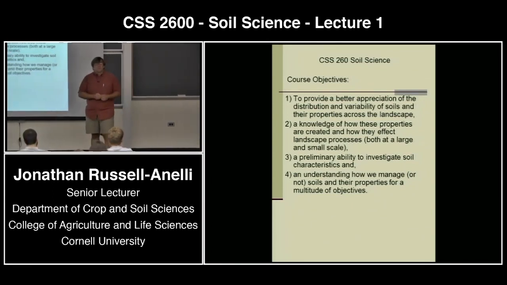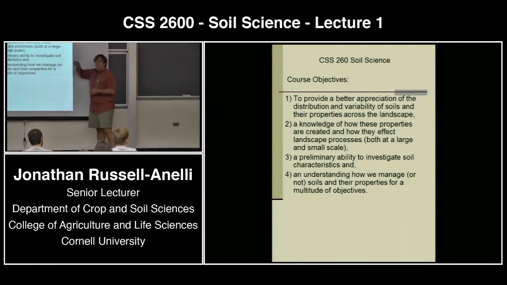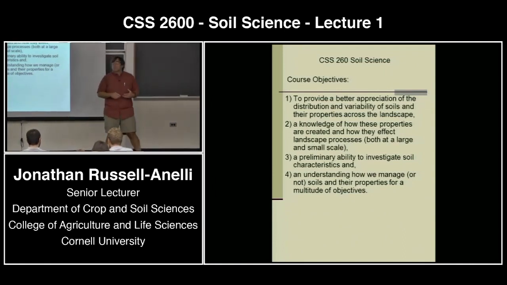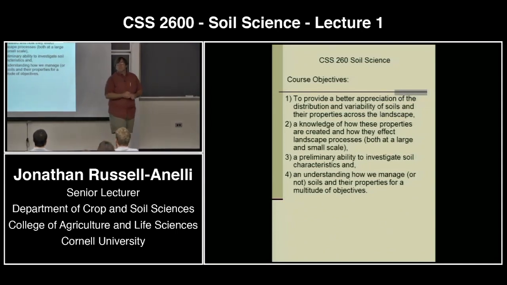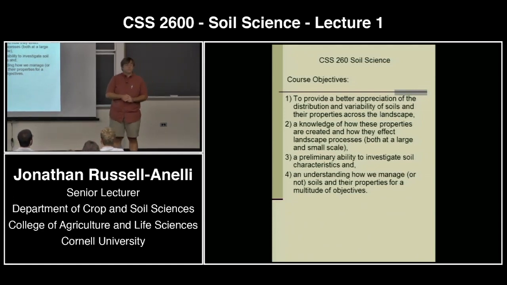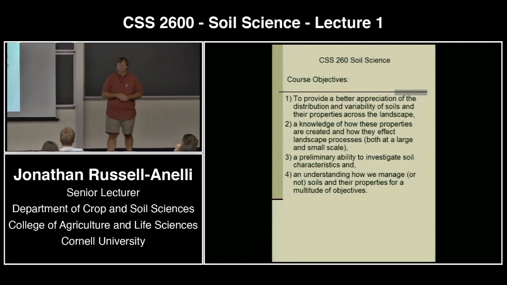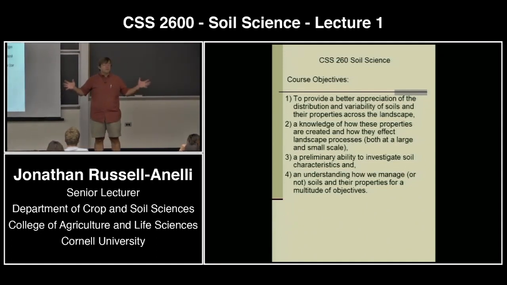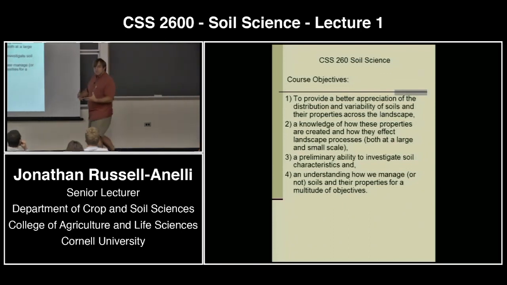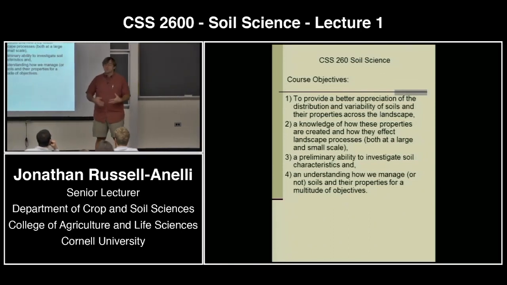We have basically three course objectives. The first course objective is to provide a better appreciation of the distribution and variability of soils and their properties across the landscape. This is Introduction to Soil Science. This course is a very, very large river, except it's about 3 inches deep. We're going to be talking about a lot of different aspects of soil science, but we're not going to touch too deep on anything. But we want you to get an appreciation of what the nature of soils is, what the properties of soils are, and how we interpret them.